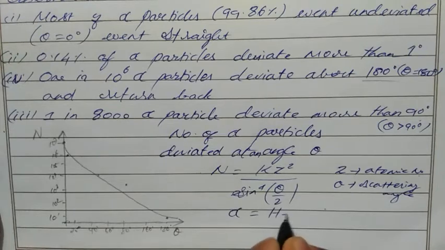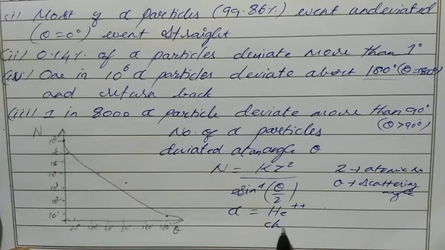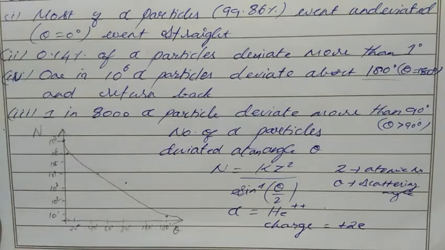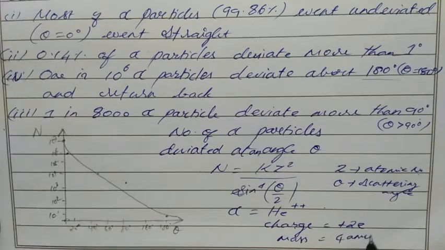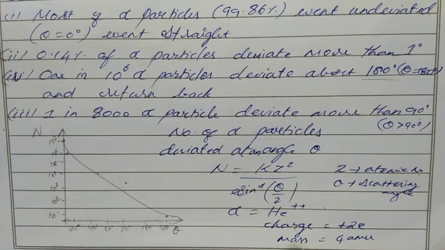So an alpha particle is nothing but He2+, so it has a charge of plus 2, positive charge. Then its mass is 4 atomic mass units. So these are the properties of an alpha particle. Alpha particle is He++ and its charge is plus 2e. So it is positively charged and mass is 4 AMU, 4 atomic mass units.